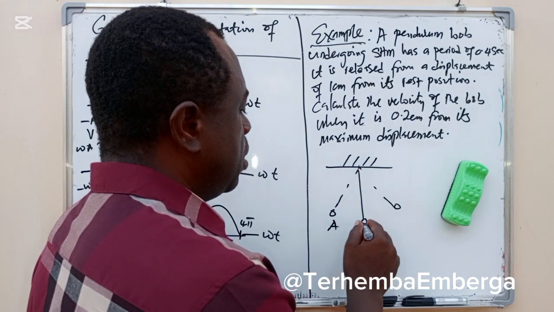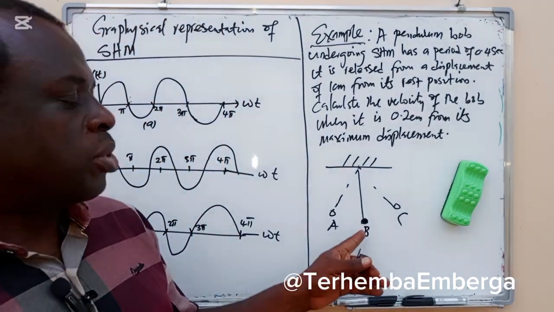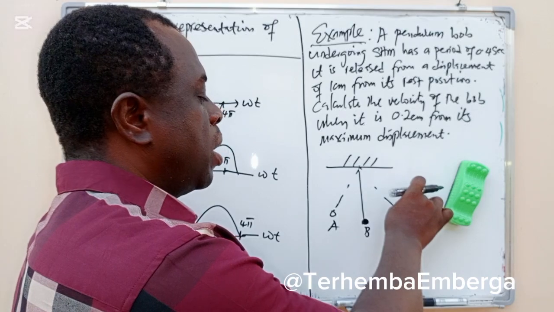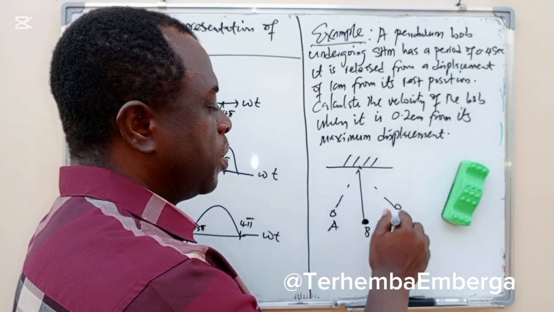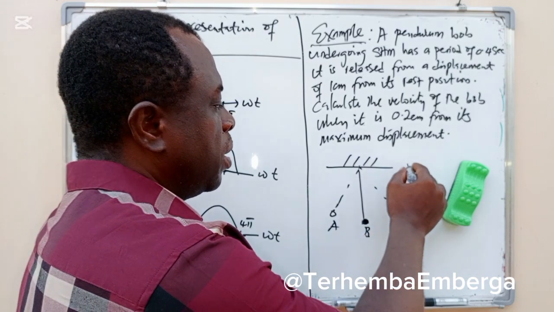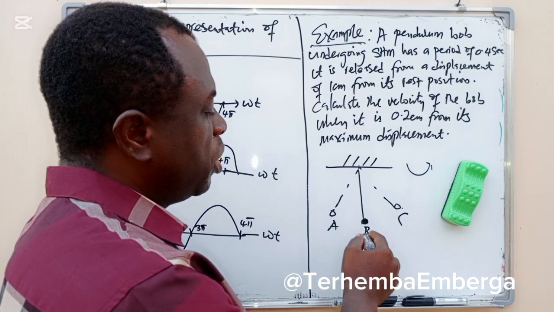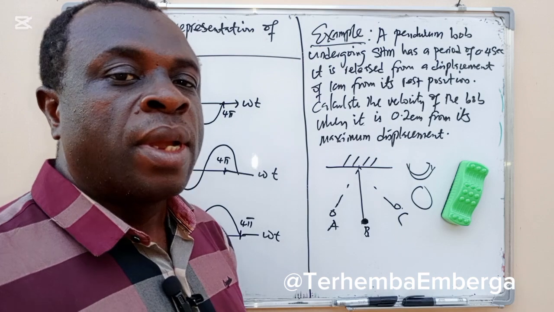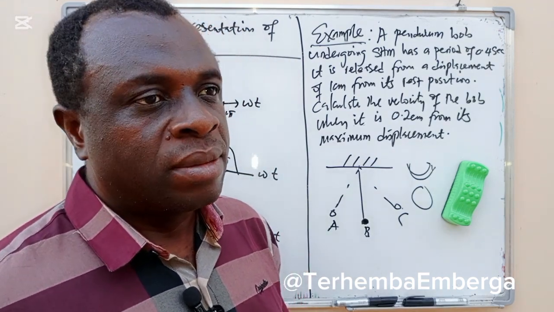Maybe this is A, B, C. This is assumed to be the equilibrium position or the rest position. By the time you displace it and release it, it keeps on going to and fro. So the journey from A through B to C is half a circle, and the journey from C through B to A is another half a circle. So we're talking about one complete oscillation as a circle.